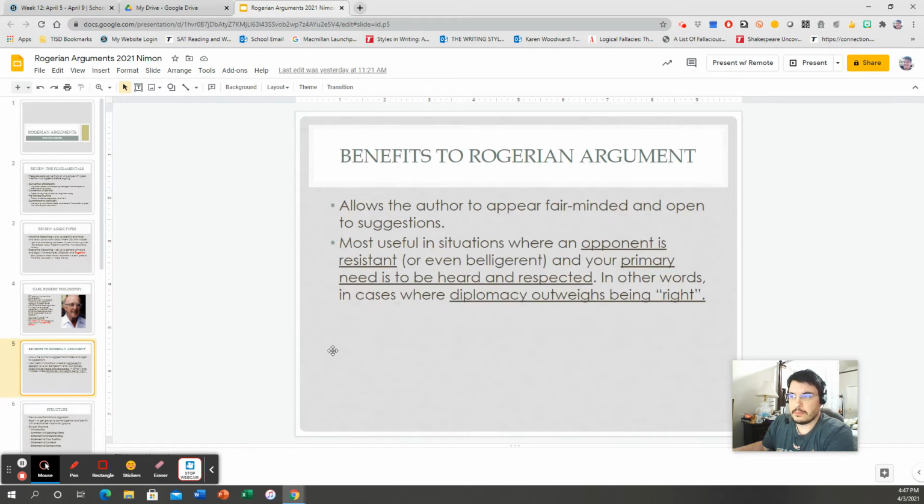So, why would you ever use this? Well, it has its strengths and weaknesses like anything else, and it depends on what your goal is. It's most useful, as I point out here, when your opponent is resistant and your primary need is to be heard. Not necessarily to convince, but to just get your voice out there, get your opinion out there. I have merit.